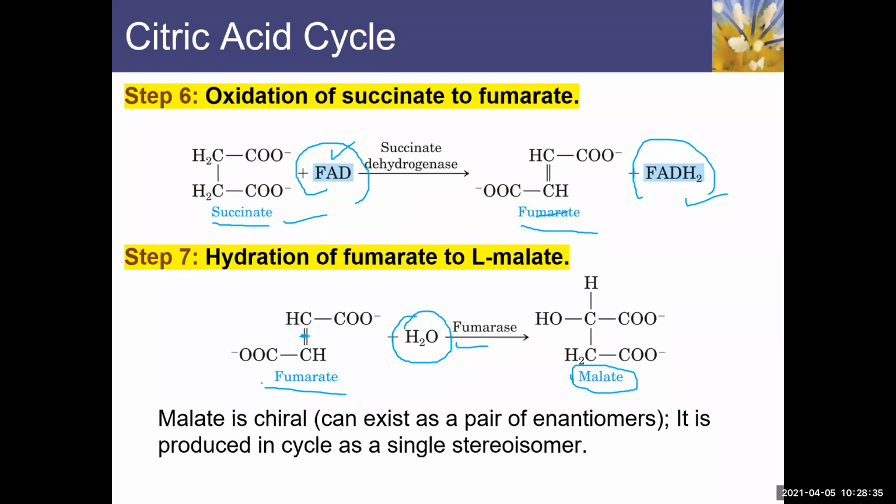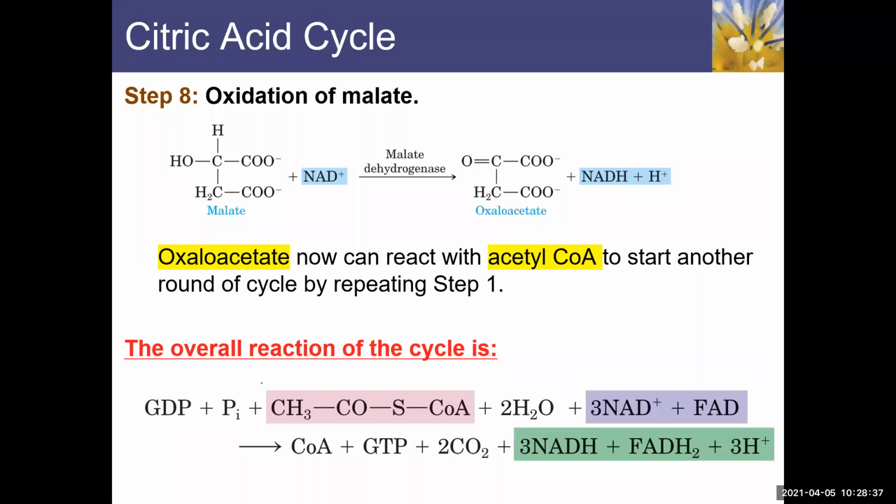And then the last step was a very important step, the production of oxaloacetate. Sometimes the question says, when do we regenerate the oxaloacetate?